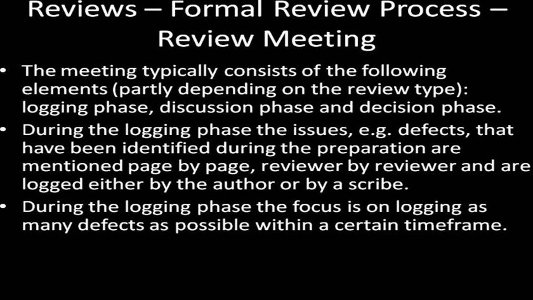The next is the review meeting. The meeting typically consists of the following elements, partly depending on the review type: logging phase, discussion phase, and decision phase. During the logging phase, the issues, e.g. defects, that have been identified during the preparation are mentioned page by page, reviewer by reviewer, and are logged either by the author or by a scribe. A separate person to do the logging, a scribe, is especially useful for formal review types such as an inspection.